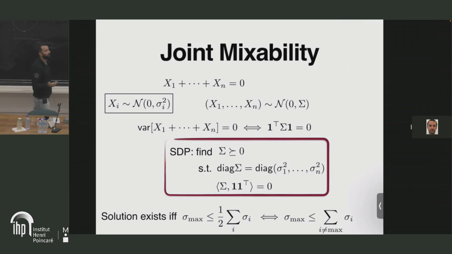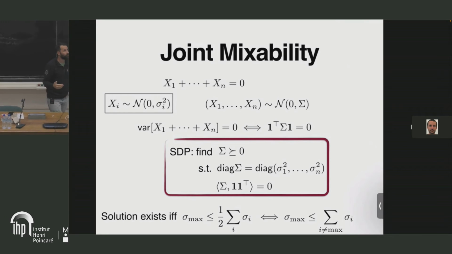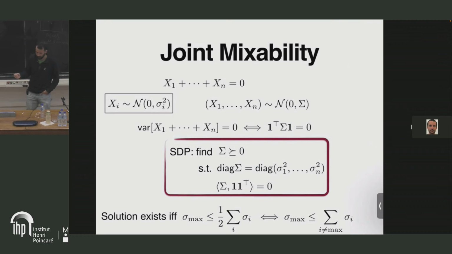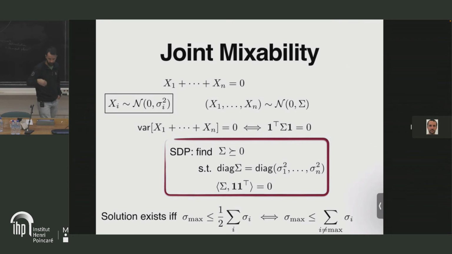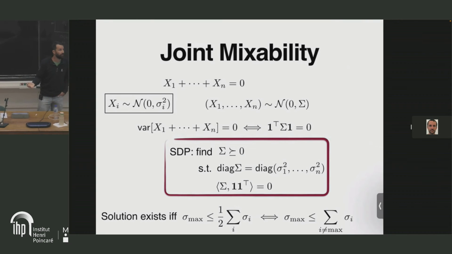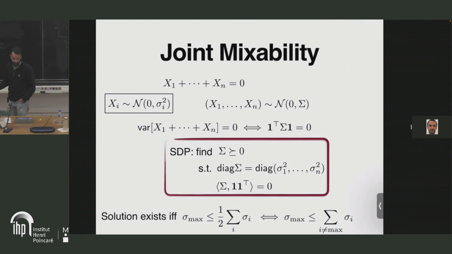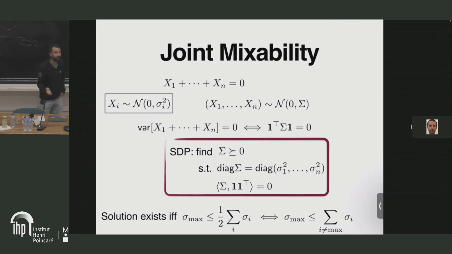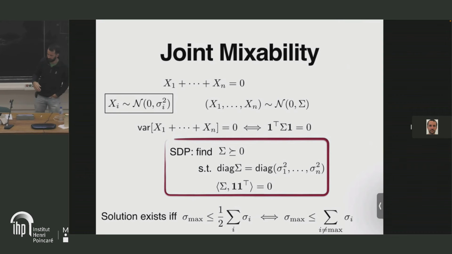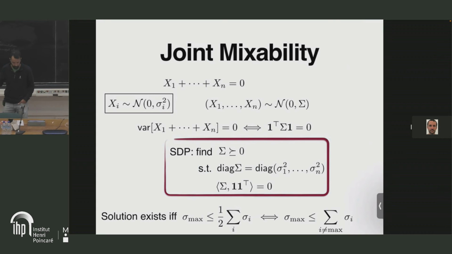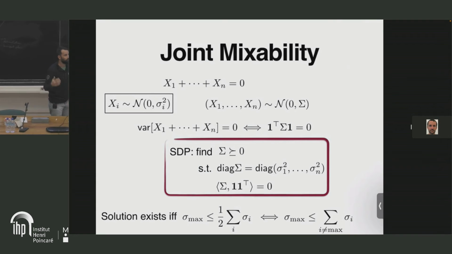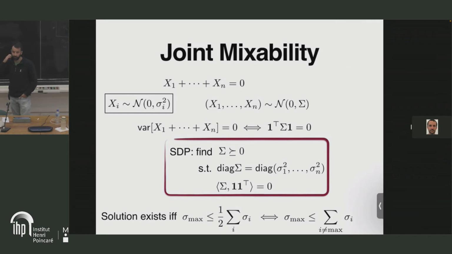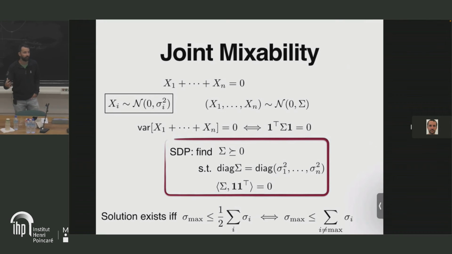So my problem here of jointly mixing my Gaussians is possible, has a solution, if and only if the highest standard deviation is less than 1/2 of the sum of all of them. Said in another way, it's the same as asking that the largest standard deviation is less than the sum of the others, which is asking, if we think of it as the values in my battlefields, that there is not one battlefield that has more value than all of the others combined.